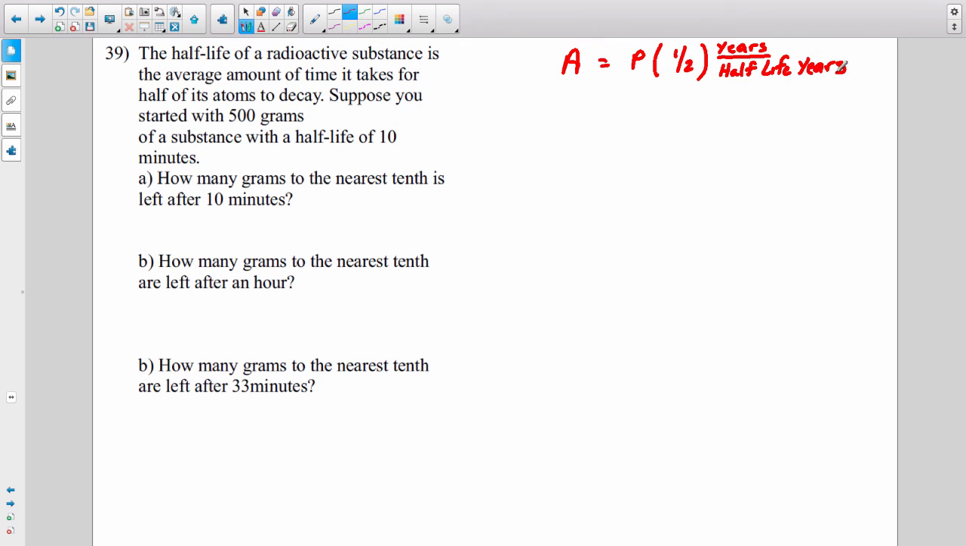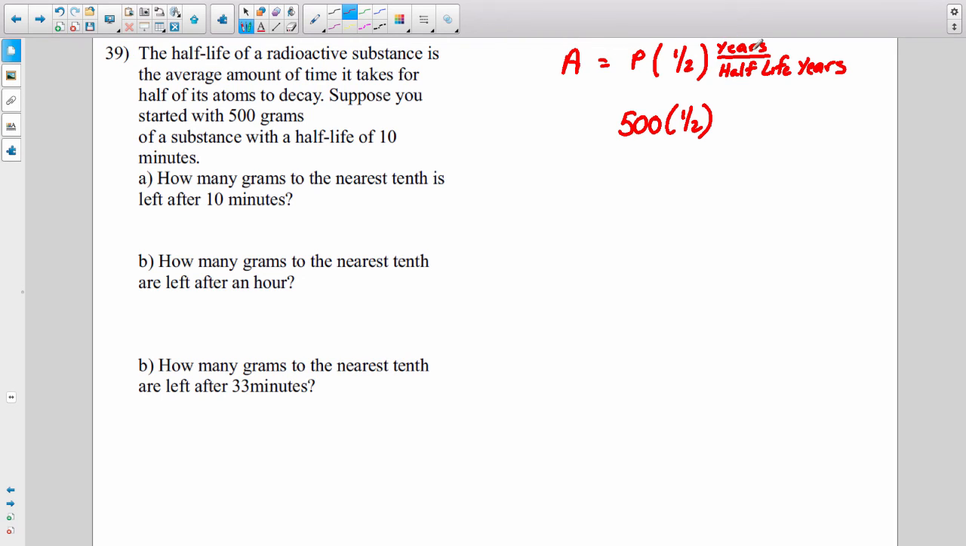So oftentimes it's a fraction. So what is this thing saying? A half-life of radioactive is the average amount of time it takes for half of the atoms to decay. Suppose you started with 500 grams. I gotcha. With a half-life of 10 minutes.